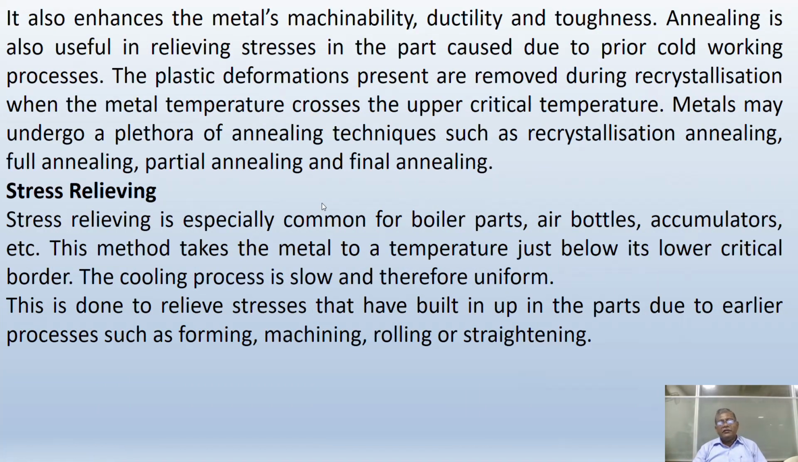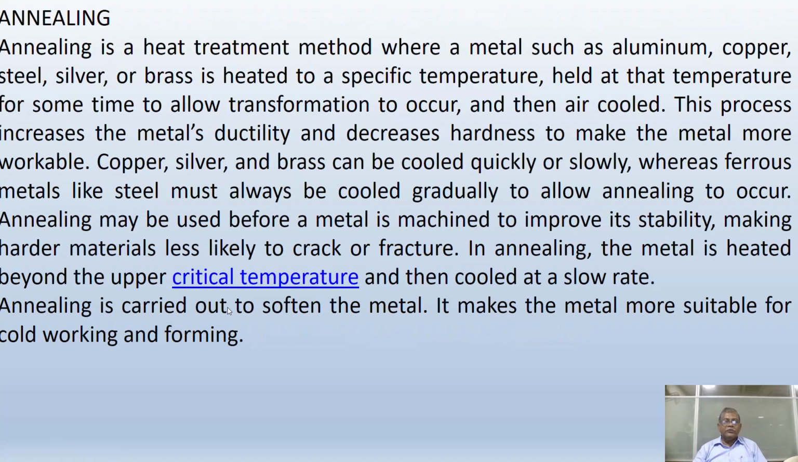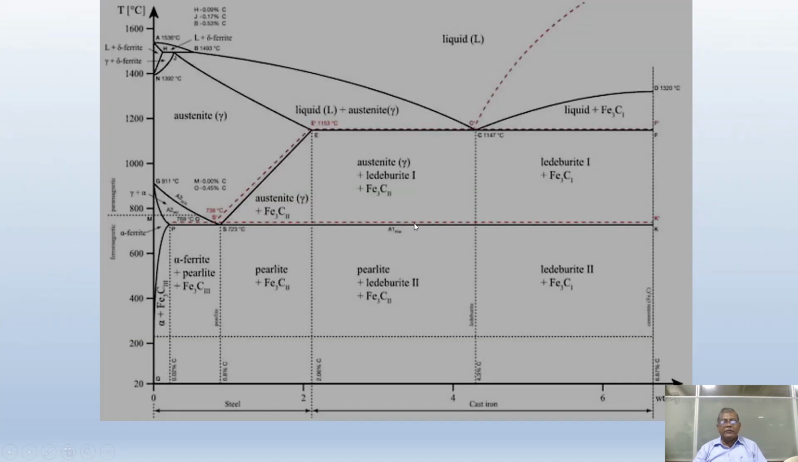Stress relieving is especially common for boiler parts, air bottles, and accumulators. This method takes the metal to temperatures just below its lower critical temperature. The cooling process is slow and therefore uniform, and this is done to relieve stresses that have built up in parts due to earlier processes such as forming, machining, rolling, or straightening. Usually when you refer to the iron carbide diagram, stress relieving is done below this lower critical temperature, that is the recrystallization temperature, below this.